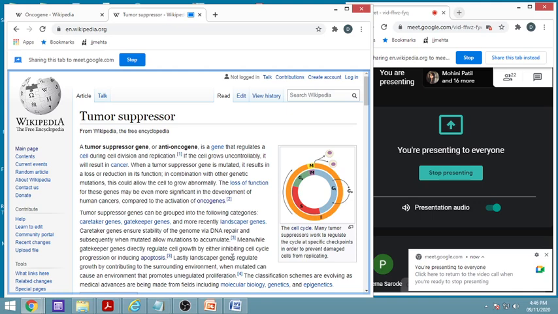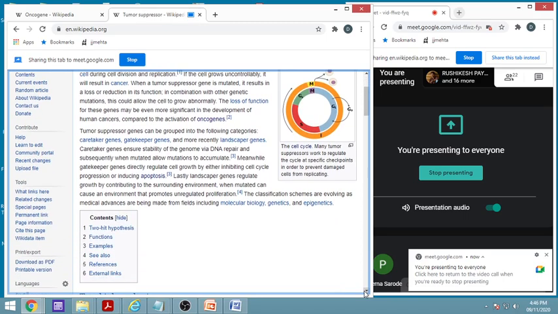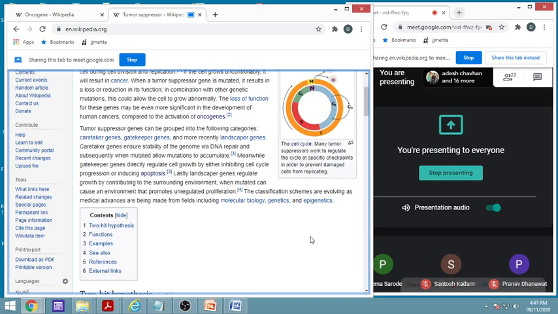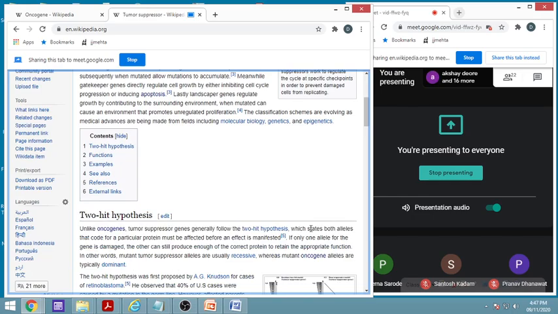Therefore we call them landscaper genes. They contribute to the surrounding environment. When mutated, they can cause an environment that promotes unregulated proliferation. This is not the only example; it is not only about acetylation and deacetylation. It can be the presence of nuclear factors, or the presence of various enzymes taking part in each and every step. So anything which is less or more will make an impact on this. The classification schemes are evolving because many techniques in molecular biology, genetics and epigenetics are coming, so slowly they will be added into it.